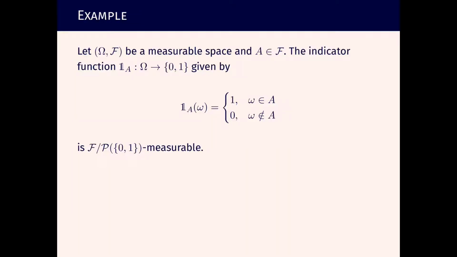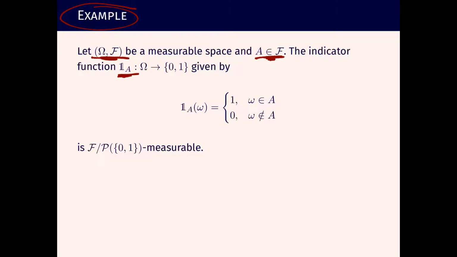Here is the second simplest example of a measurable function. The simplest example would be a function constant equal to 0, let's say. So we take a measurable space omega, F, we fix some set A which is in F, so A is measurable, and we take a function that we denote by indicator of A.